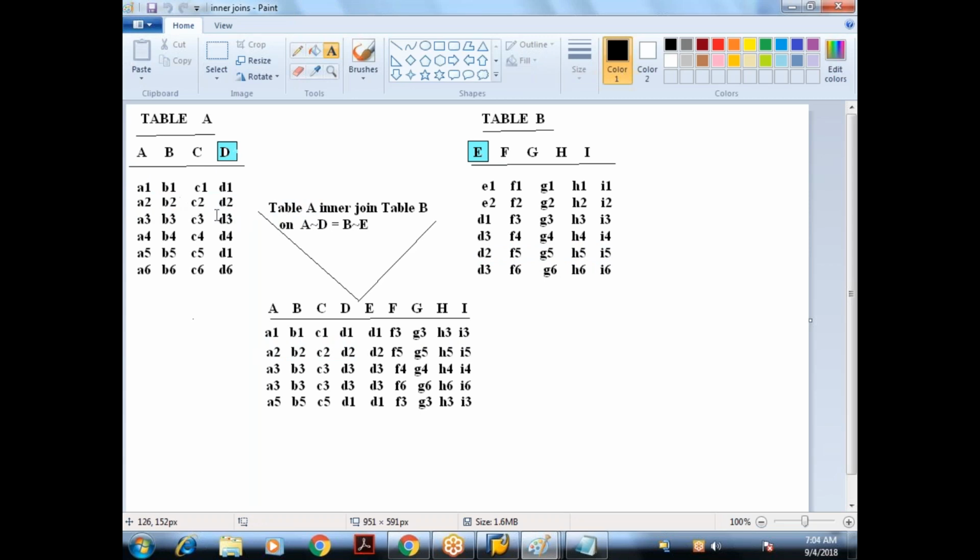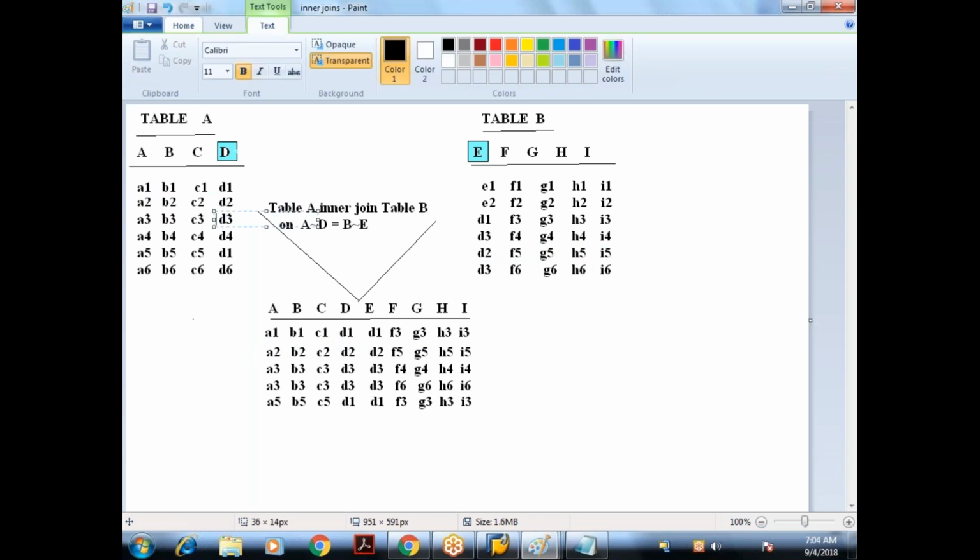Then again, left hand side D3 is there. Do we have a matching row in the right hand side? Yes, two rows are matching, the fourth row and sixth row. It will take both the rows one after the other. The first combination is A3, B3, C3, D3 and D3, F4, G4, H4, I4 from the right hand side table. Left hand side again the same row, A3, B3, C3, D3, and the other matching row is D3, F6, G6, H6 and I6.